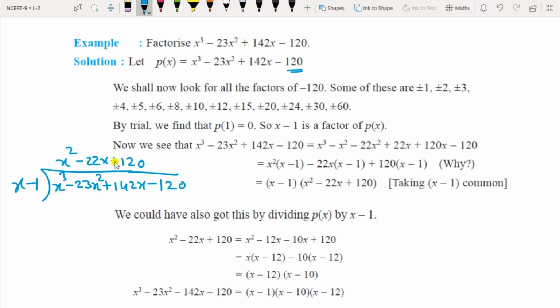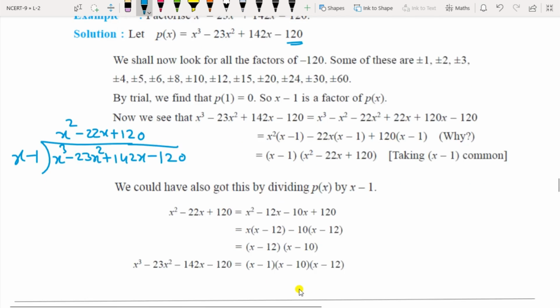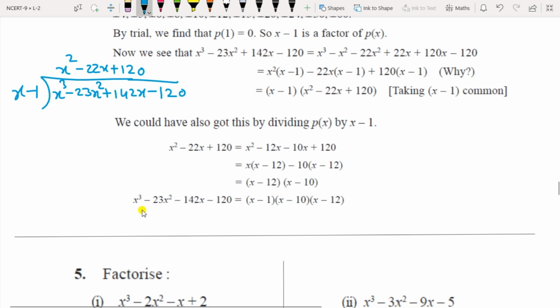So this is the quotient, and further this is a 3-term quadratic equation. So again you can split it further. You have to split it by the above splitting method, and then you will get all the factors. So these are all the 3 factors of this px. This is quite a lengthy sum.